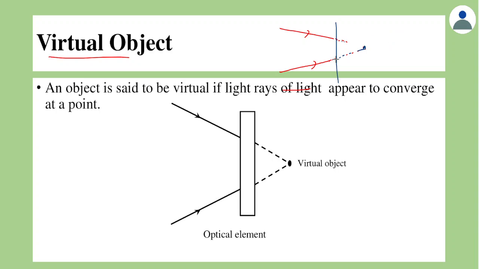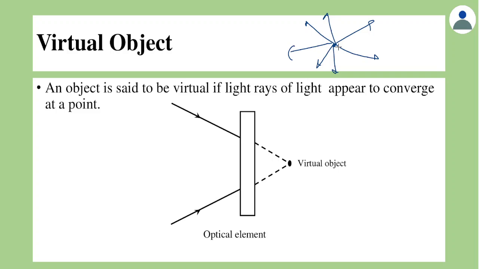So to summarize this, a real object means a point or an object from which light rays would diverge. This is called a real object. So from where light rays actually diverge is called a real object. Virtual means light rays will appear to converge. So the point where they actually don't converge, but appear to converge, is called a virtual object. As the name tells us, virtual means something which isn't real. It exists only for a certain amount of time.